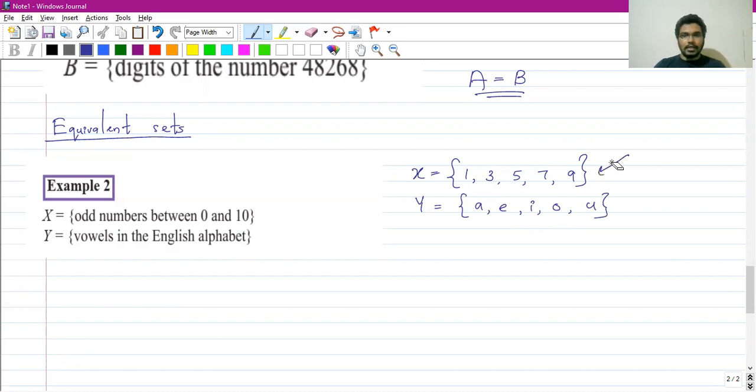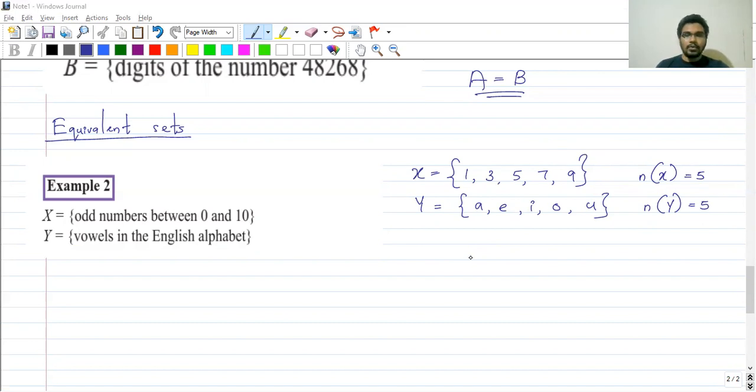So here x, we can take n(x), the number of elements in x, it is 5. The number of elements in y is also 5. Now we can say, because equivalent sets means not the elements, the number of elements must be the same. So you can see here, elements are different from each other, but the number of elements are the same in both of these sets. So we can say this set x and set y are equivalent sets.